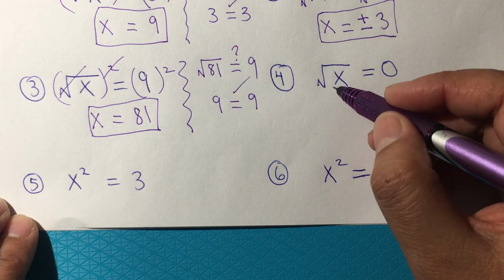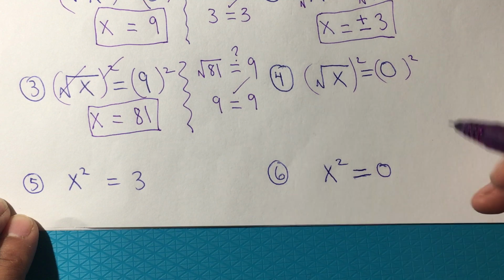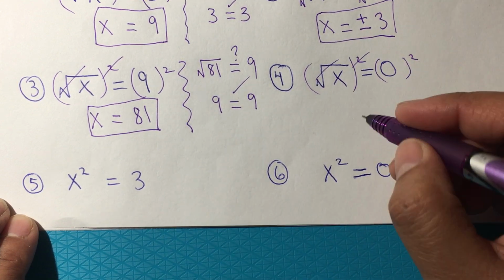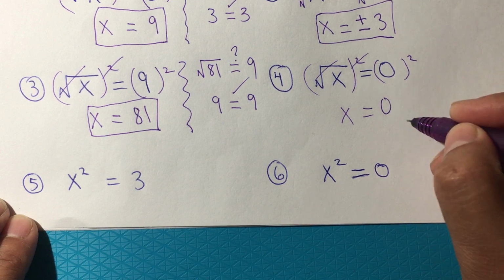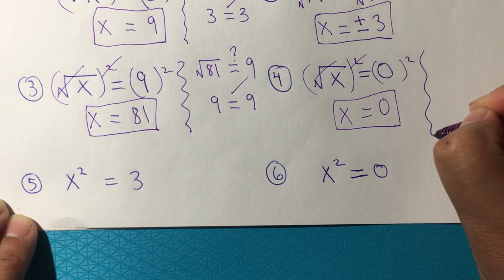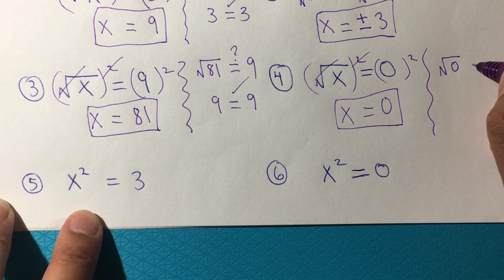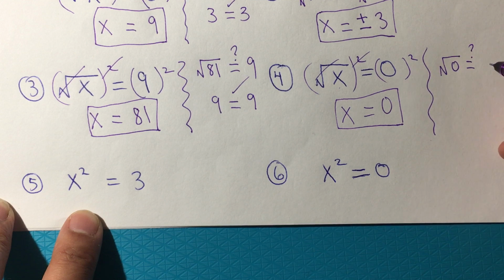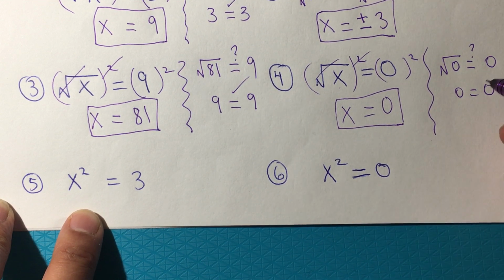For number 4, if we're taking the square root of x, the opposite is to square that. If we do it on one side, we do it on the other. And so x equals 0 squared, which is just 0. And if we check, substituting, the square root of 0, is it equal to 0? Well, the square root of 0 is just 0. So we say check.